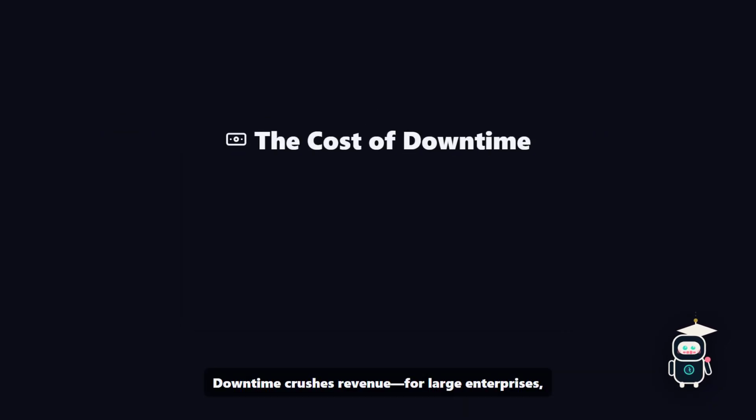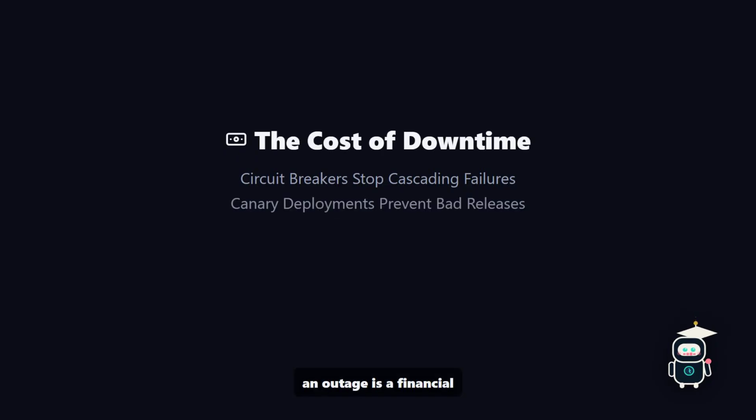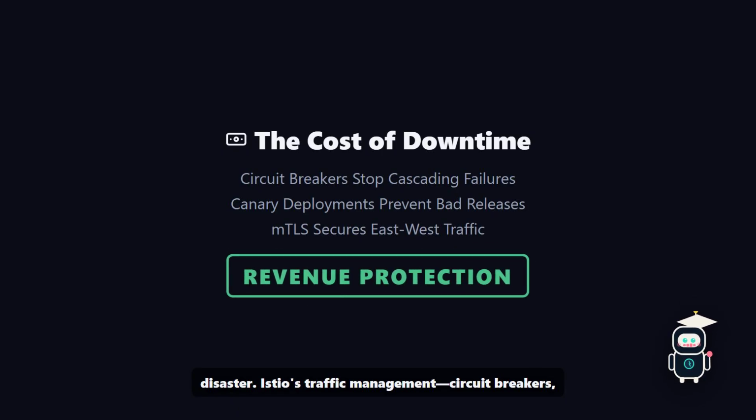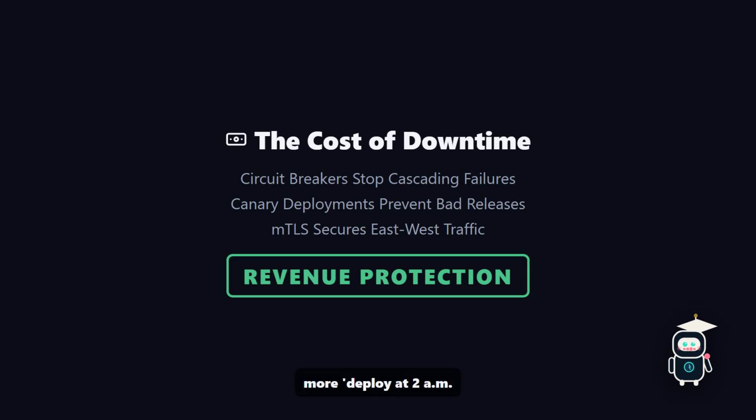Downtime crushes revenue. For large enterprises, an outage is a financial disaster. Istio's traffic management, circuit breakers, canary releases, and zero-downtime rollouts act as your financial bodyguard. No more deploy at 2 a.m. and pray. The mesh keeps your service stable and your bottom line safe.